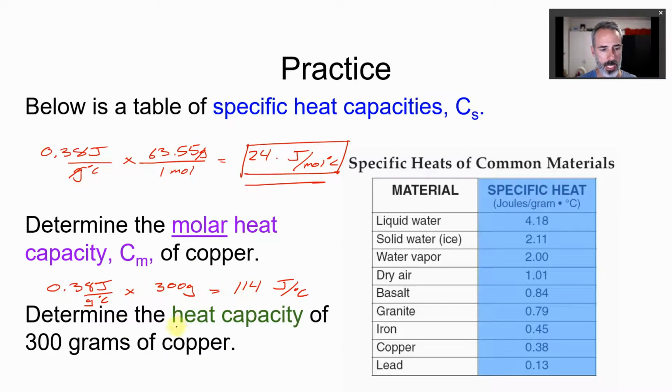And then if I want to know the heat capacity of 300 grams of copper, I can multiply 300 grams of copper times the specific heat capacity. That cancels the grams, and I'll be left with the heat capacity, which is just the joules per degree Celsius. And I get 114 joules per degree Celsius. Now I'm bringing these up because I'm almost 100% sure WebAssign is going to ask you to find the molar heat capacity and the heat capacity of a specific amount of stuff. And if that's true, that's how you tackle it.